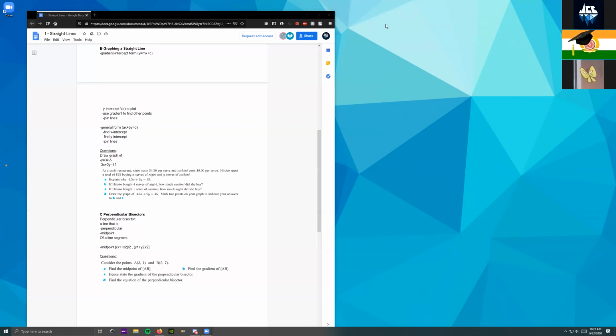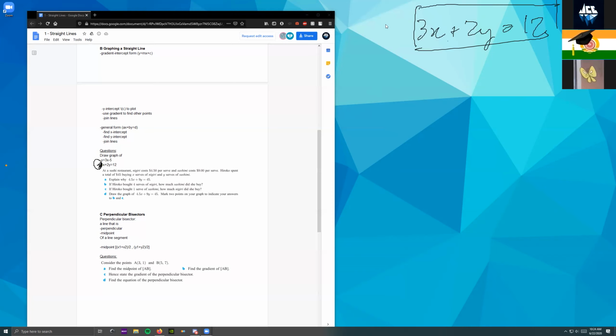And then for the next one, we have general form. This is 3x plus 2y equals 12. Again, this thing is actually a bullet point, not a minus. It's supposed to be this.